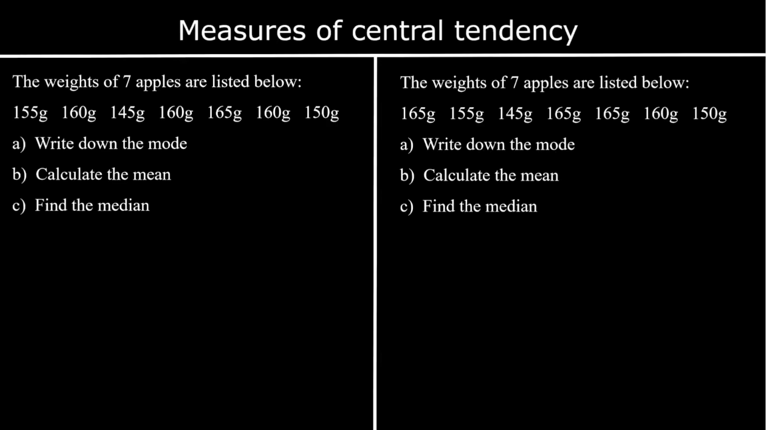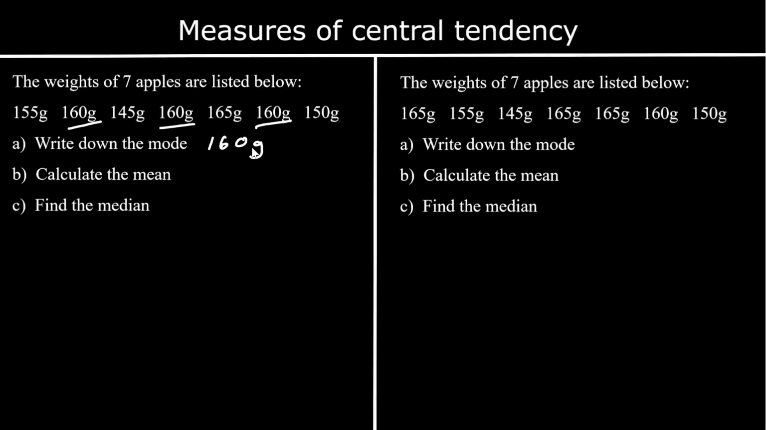So let's look at this question. The weights of 7 apples are listed below. Write down the mode. So the mode is the most common, and we've got 3 160s. So 160 grams is the mode. It's the most common. Part B, calculate the mean.